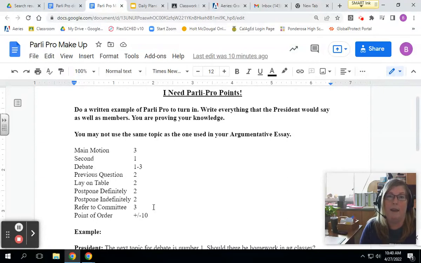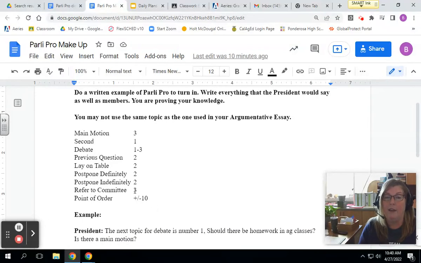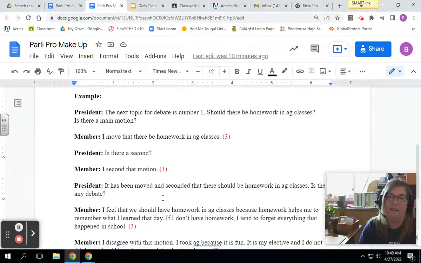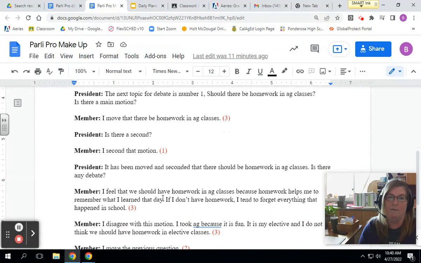So one of the ways to make up points quickly is if you know the order of operations and how things can go, you can write a mistake into your script by the president, for example, and then have one of your members correct the president. And what you're showing me as your teacher is you understand how this should go. If you're right in your point of order when you go to correct someone, you get 10 points. So that's pretty cool. If you're wrong, you lose 10 points. So you do have to know what you're doing. All right, so here's an example script. I'm just going to run through this.